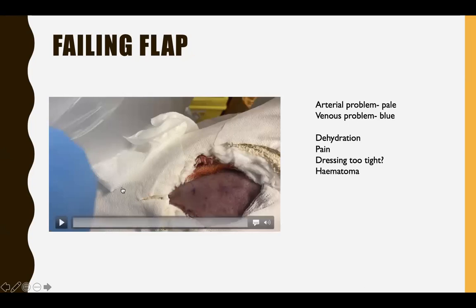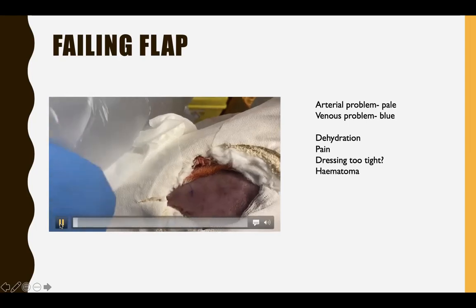This is what you should look out for. This is what you could be called for. A failing flap is not common, but it's something that you need to pick up early. If you have a problem with the inflow, you're going to have a pale flap. If you have a problem with the outflow, so it's congested because you have blood going in but nowhere for it to get out, then you're going to have a blue flap. This is a blue-purple flap, and it means that this has a venous problem.